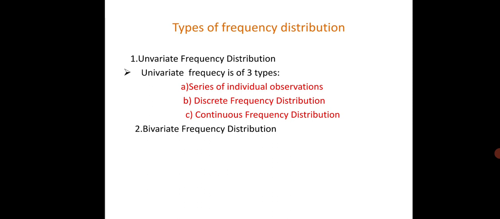So, the types of frequency distribution are: first, univariate frequency distribution, and second is bivariate frequency distribution. In univariate frequency, we have three subtypes. These are series of individual observations, discrete frequency distribution, and continuous frequency distribution.